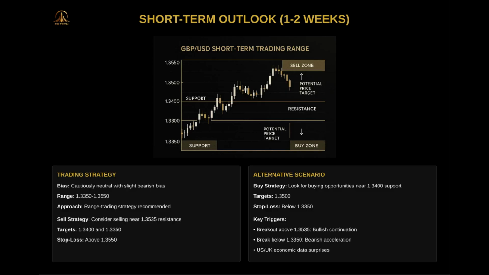Our primary strategy recommends selling near the 1.3535 resistance with targets at 1.3400 and 1.3350, placing stops above 1.3550. Alternatively, look for buying opportunities near 1.3400 support with targets at 1.3500 and stops below 1.3350.